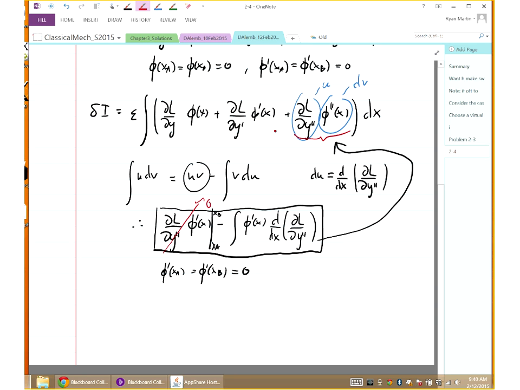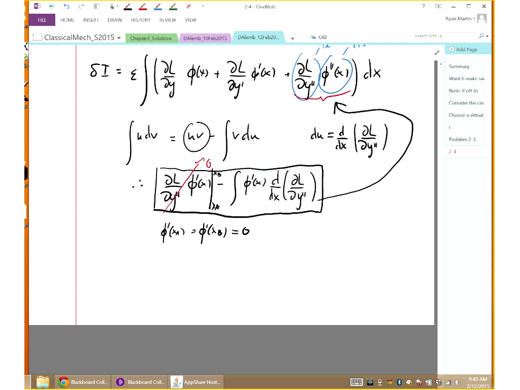So when you put the box thing back in here, you're going to end up with 2 terms times the phi prime, right? So you're going to have the first term, then you're going to have inside of the integral the ∂L/∂y prime phi prime of x minus phi prime of x d/dx of ∂L/∂y double prime.